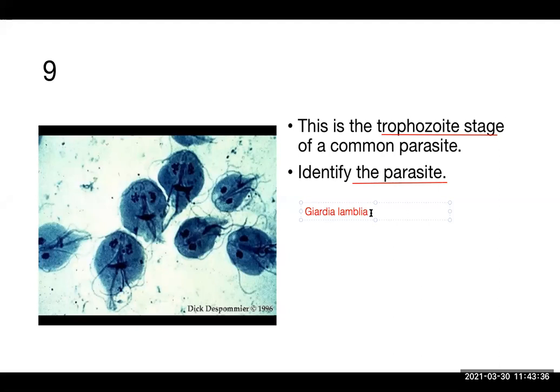Giardiasis is the disease caused by Giardia lamblia. Another term for this is Giardia intestinalis. In some of the textbooks, it is mentioned like that. It can cause two problems: acute giardiasis and chronic giardiasis. Now, acute giardiasis presents as explosive diarrhea. There is a lot of gas formation, and a watery type of diarrhea, and this can be easily diagnosed.